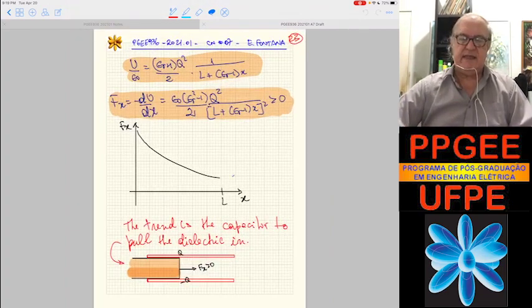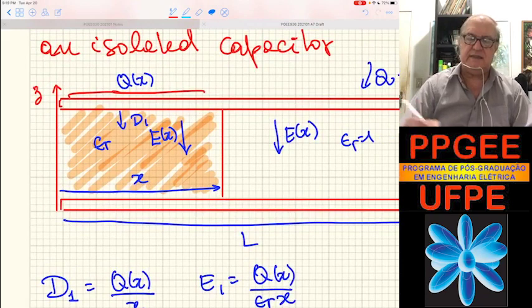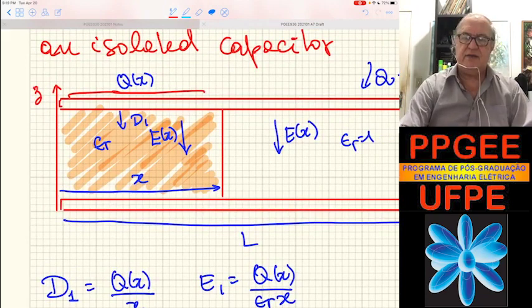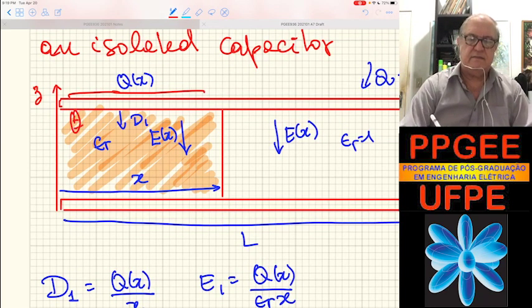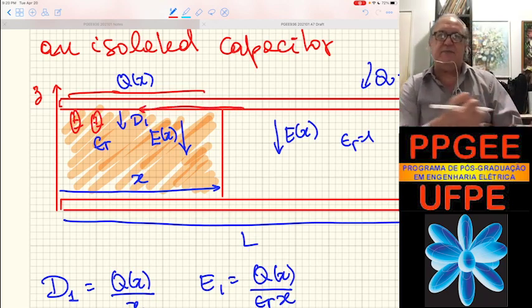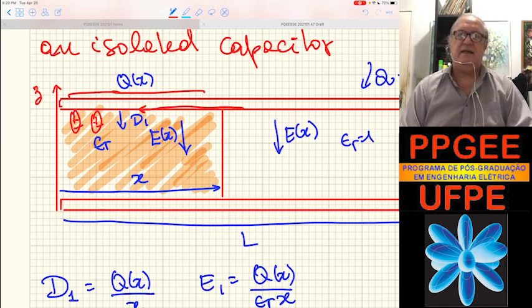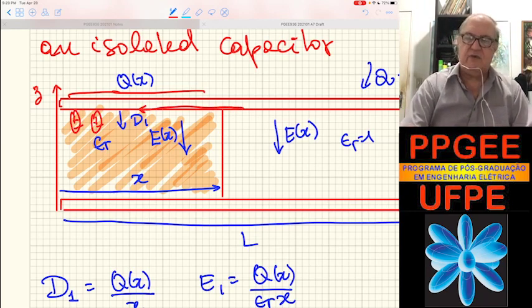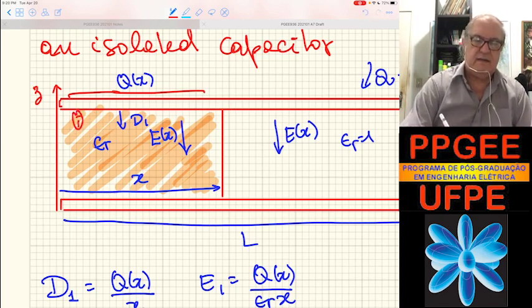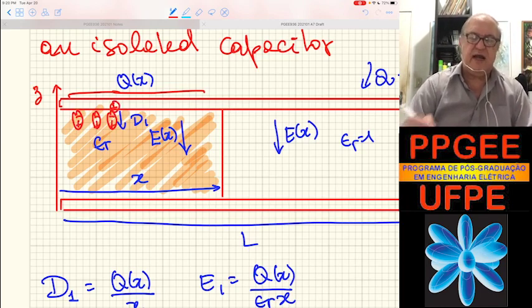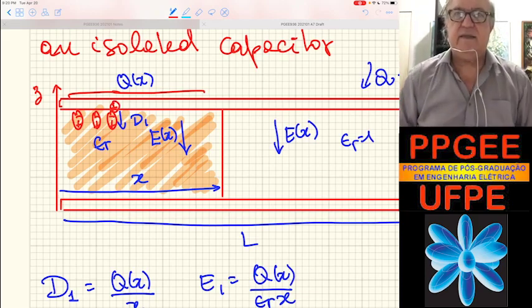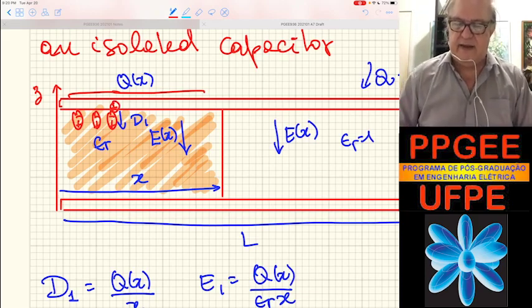So what happens here is that we have polarization charges that are induced, right? I mean, in fact, it's the other way. It's minus and plus. So we have attraction between the charges. It tries to pull the dielectric to the inner part of the capacitor.